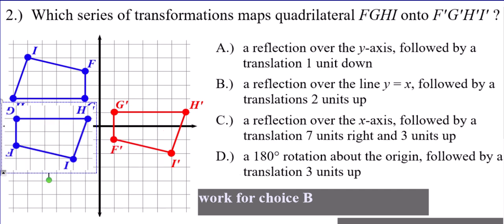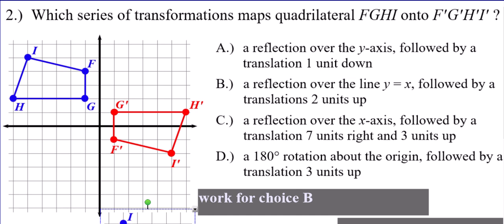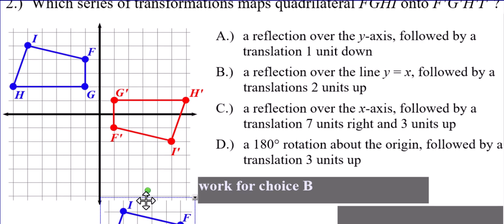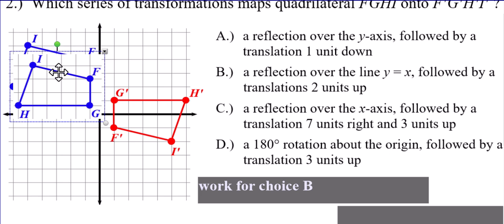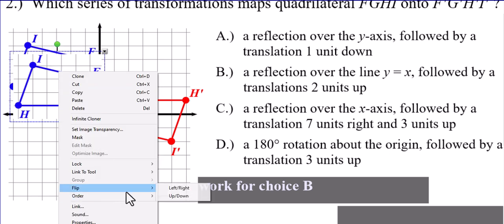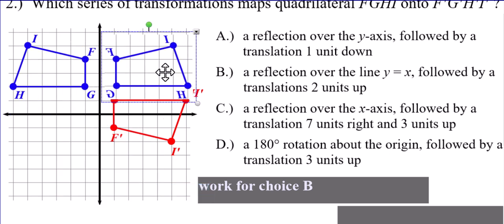But if you weren't able to recognize that, you can go through each of these choices along with me right now. Is it a reflection over the y-axis followed by a translation 1 unit down? Well, if I would reflect it over the y-axis, I'll go ahead and show that for you right now. That would put it here.